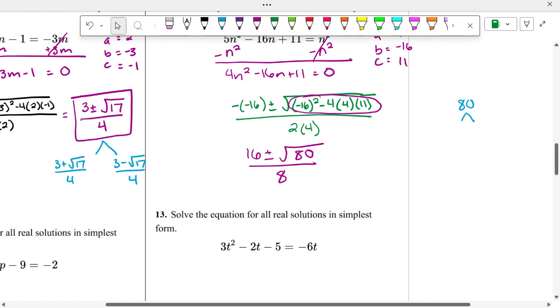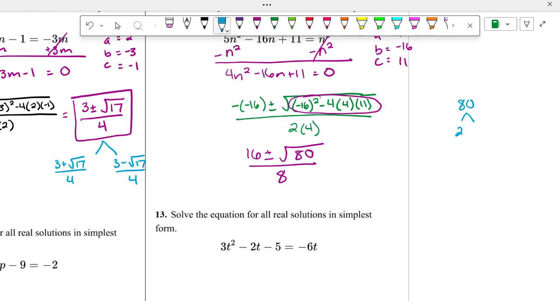Someone raise your hand and tell me 2 sets of factors for 80. 2 and 40. What's another set? Dylan. 10 and 8. What's another set? 4 and 20. That's one. What's another set? There's one more I'm looking for. 5 and 16. Good.